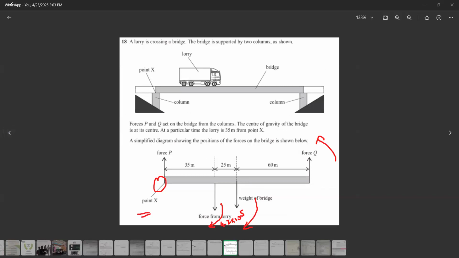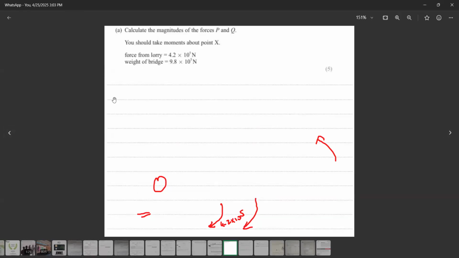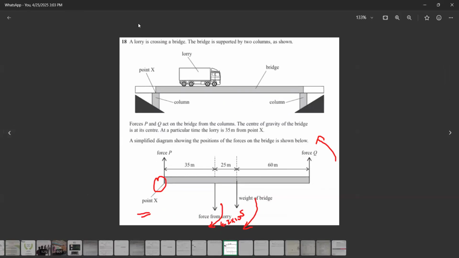Weight of the bridge is 9.8 exponent 5, so we write 9.8 exponent 5. And this force is unknown. So the total clockwise and anticlockwise moments are equal. So I will write 35, because this distance from the pivot is 35, multiplied by 4.2 into 10 to the power 5, plus the distance from the pivot, 35 plus 25, so that is equal to 60.